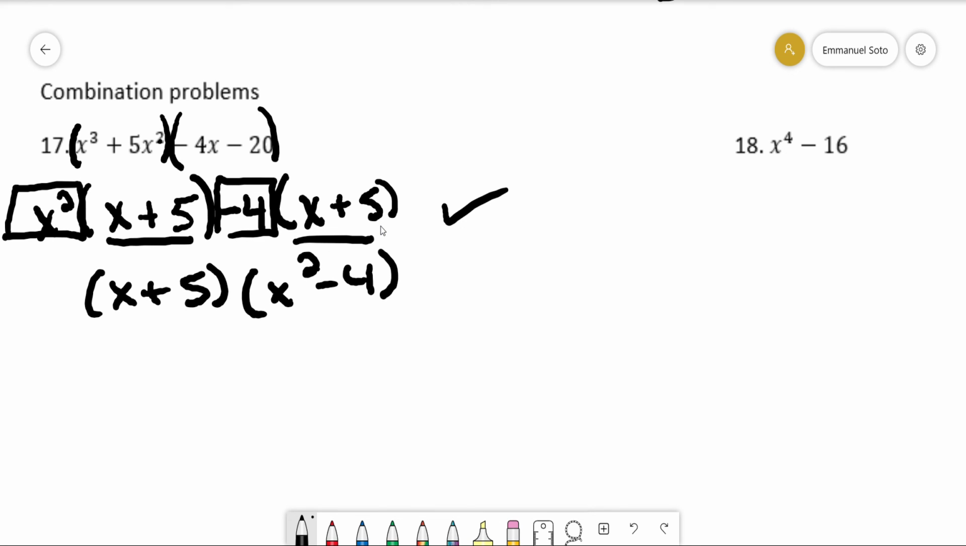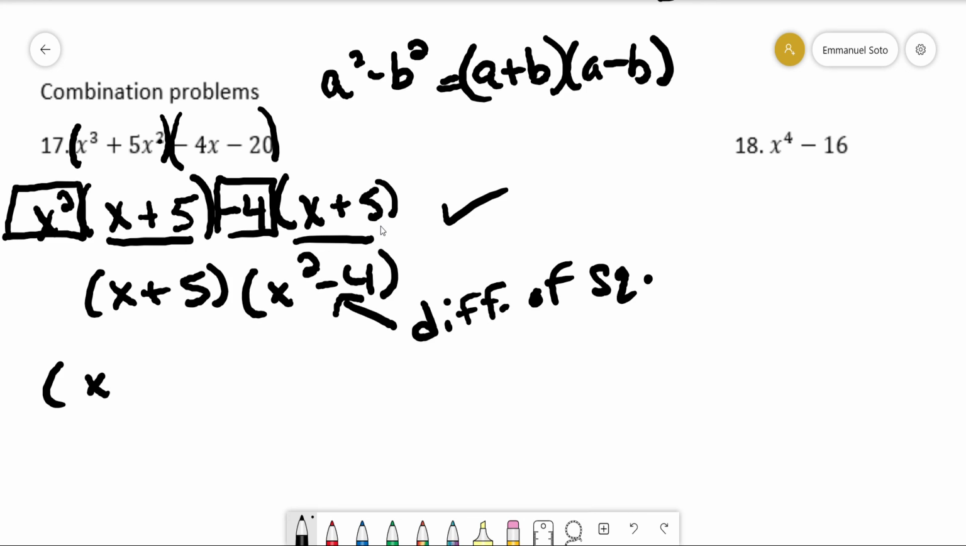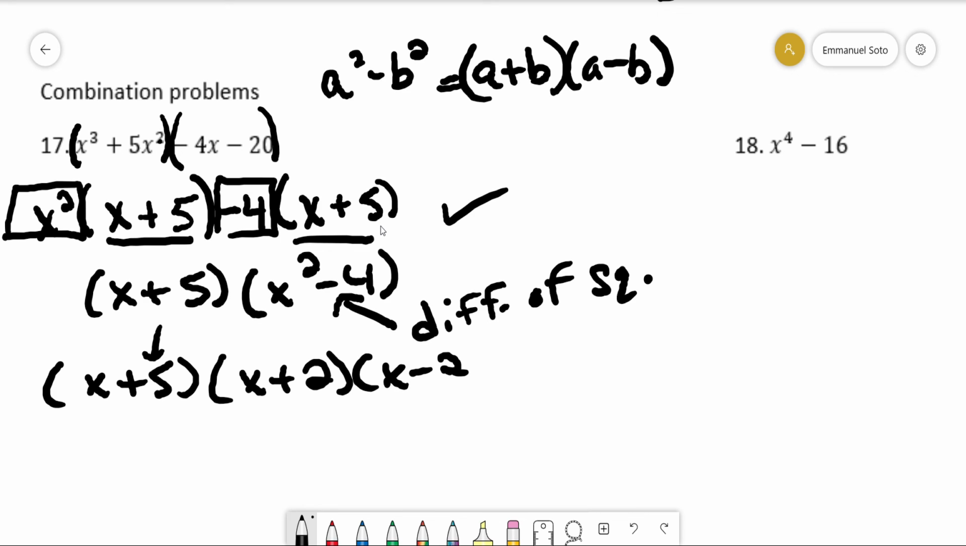However, notice that this is a difference of squares. Remember, the difference of squares was a squared minus b squared equals a plus b, a minus b. So in this case I can go to x plus 5, that's for this guy, and then we have x plus 2, x minus 2. And that is our completely factored form.